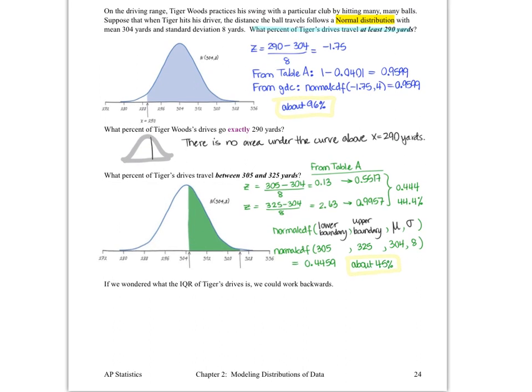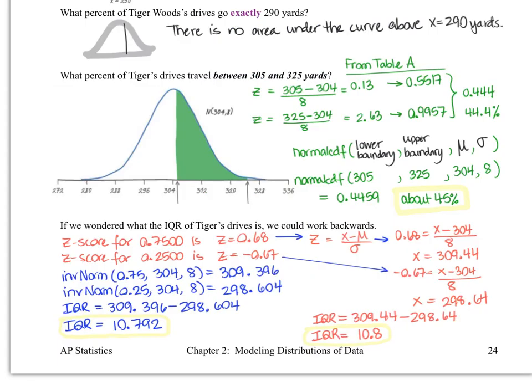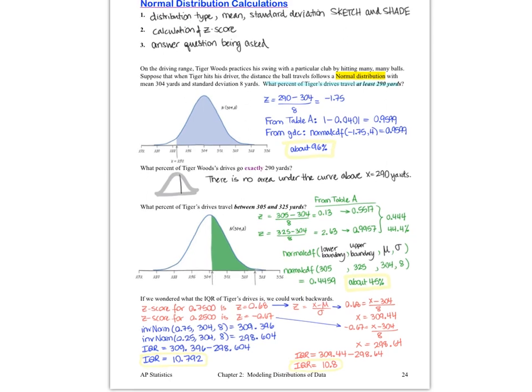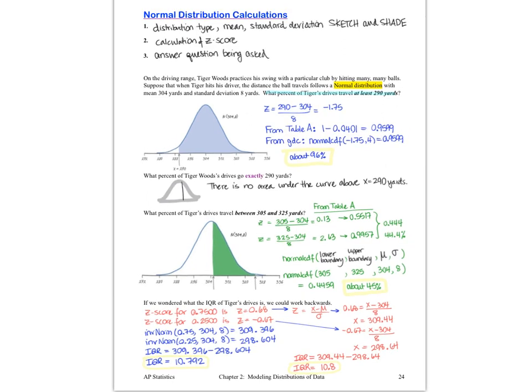Now, if we need to work backwards, we can remember we're going to be using that inverse norm feature in the calculator, or we're going to start at the inside of Table A and work our way out towards the z-score. In trying to find the IQR for Tiger's drives, we're going to start by finding the 75th percentile and the 25th percentile. You can see two different methods here. One of them is using Table A in red, and the other one is using the calculator feature inverse norm in blue. We basically get the same answer though, so that's comforting. Okay, let's move on.